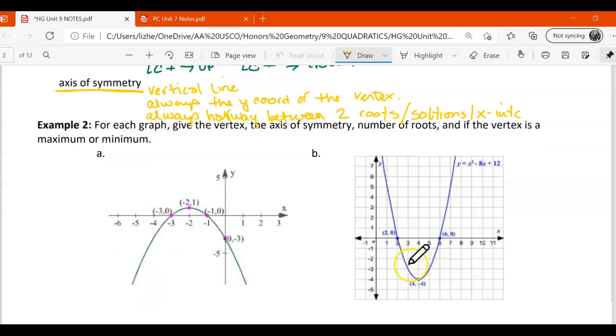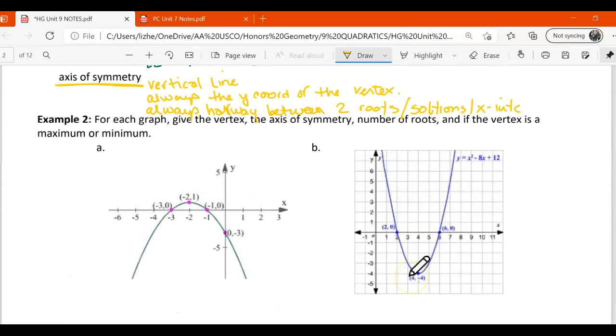All right, so let's look here and see if there's more on these notes. Okay, so for each graph, give the vertex, the axis of symmetry, the number of roots, and if the vertex is a max or min. All right, so this is a parabola here. The vertex is the turning point, and so my vertex would be right here, -2, 1. So the axis of symmetry then has to be the line. It's a vertical line that goes through the vertex. There's my axis of symmetry. What's the equation of that axis of symmetry?